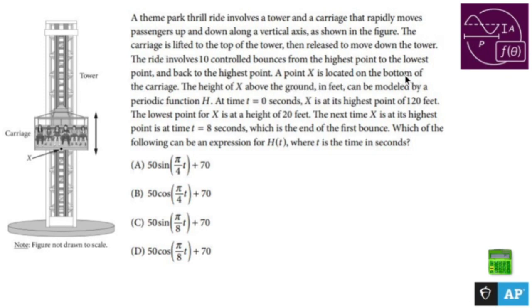The point X is located at the bottom of the carriage. The height of X above the ground in feet can be modeled by the periodic function h. So h of t is going to equal something. At time t equals 0 seconds, X is at its highest point of 120 feet. Then the lowest point is when it's 20 feet above the ground. And the next time X hits the highest point, it's at 8 seconds.